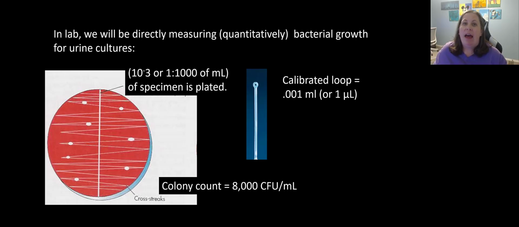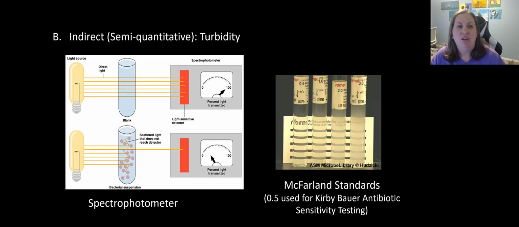Okay. A more indirect way to look at the amount of growth is by looking at it semi-quantitatively, where we look at turbidity. How much light can get through? How cloudy is the broth or liquid? The more cloudy it is, the more bacteria that is present. Now, you can use a spectrophotometer for this. Spectrophotometers are going to give you the actual amount of light that's going through. And so it can give you a number. That's why it's kind of semi-quantitative.